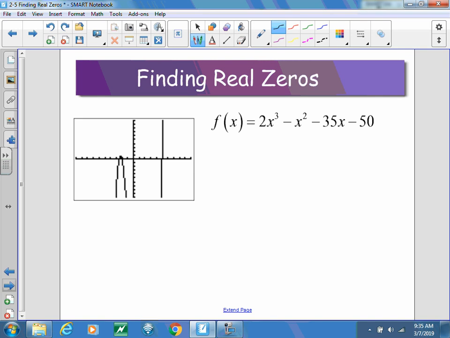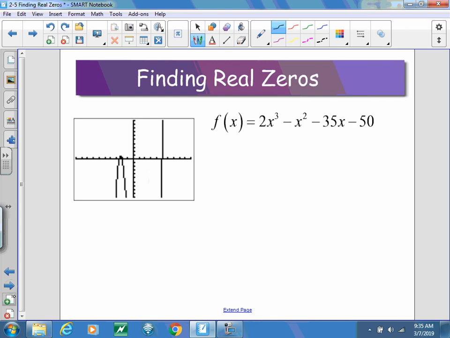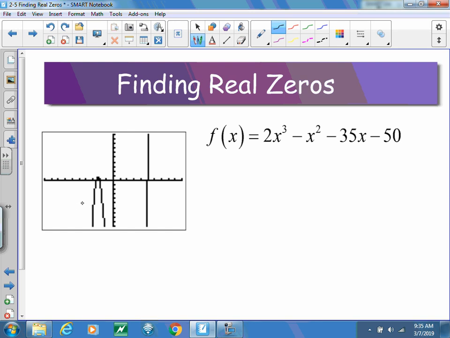Now, I'll show you how I cheated on this last problem. This polynomial is the exact same one I just did. Rather than go through all of those different options, what I did was cheat. I graphed it on my graphing calculator, and I am trying to look for what I call some obvious zeros.